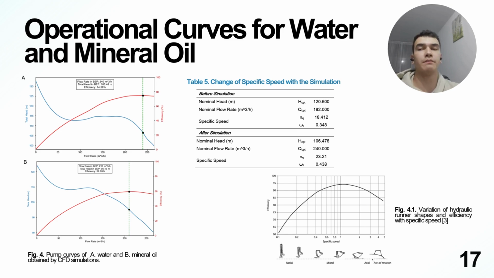In Figure 4, the pump curves for both water and mineral oil are presented. A comparison between the CFD results and the manufacturer's data reveals a noticeable difference in the behavior. Although the pump was originally designed as a radial pump, after running the simulation and recalculating the specific speed using the new data from the best efficiency point, the specific speed increased from 18.41 to 23.21. This shift suggests that the pump's characteristics are more consistent with those of a mixed flow pump, which exhibit similar behavior in the total head versus flow analysis.